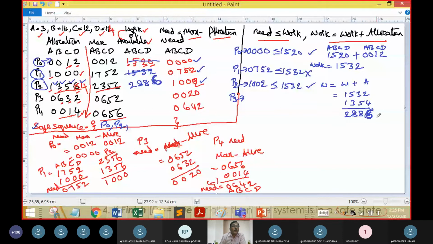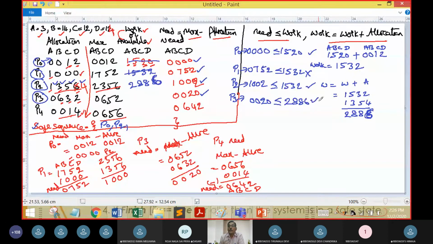Okay, fine. After P2, now let us move to P3. So P3, what was the need? P3 need was 0, 0, 2 and 0, which should be less than or equal to work. What is the new work here? The new work was 2, 8, 8 and 6. So now 0020, whether it is less than 2886, yes, it is less than.